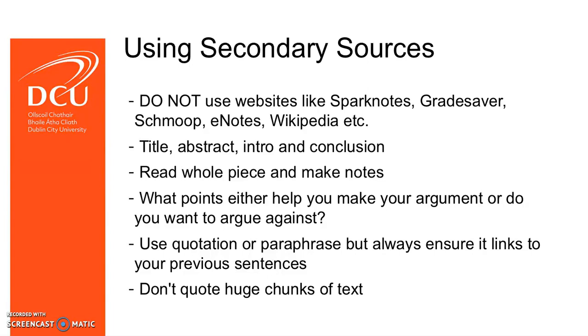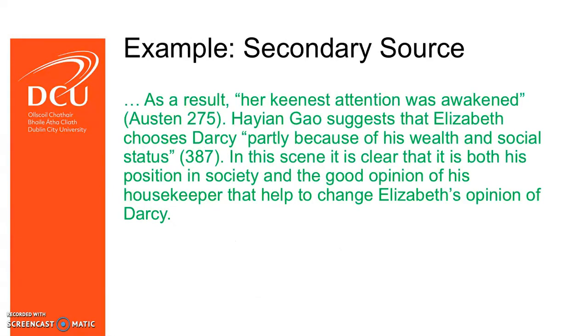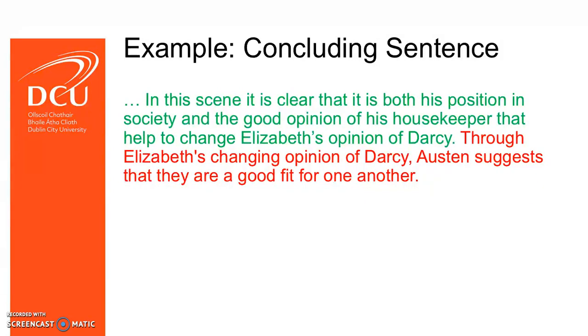To continue with the paragraph we've been working on, a secondary source might look something like this. You're using Gow's work to confirm that Elizabeth is attracted to Darcy's wealth, but you've added to this by noting that the housekeeper's good opinion also played a role in this change. A concluding sentence summarizes this, relating it back to the main questions being asked.